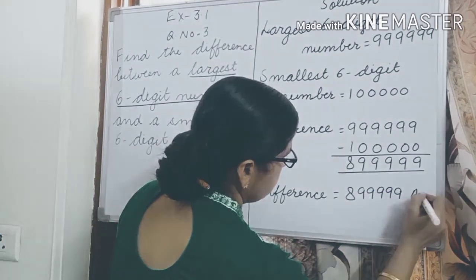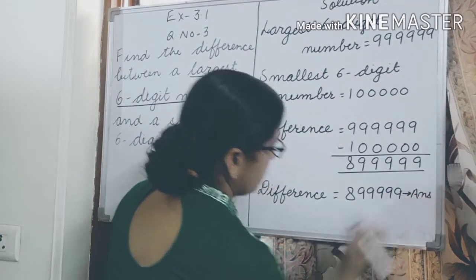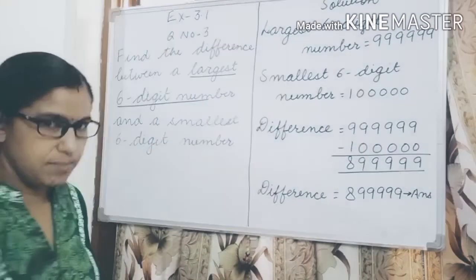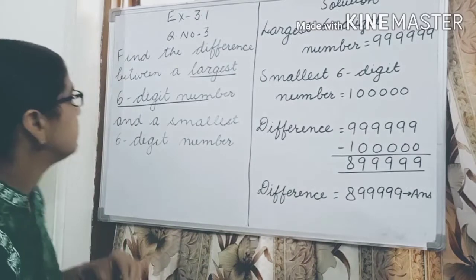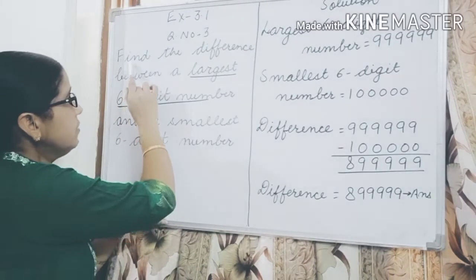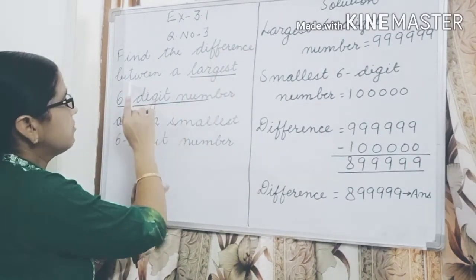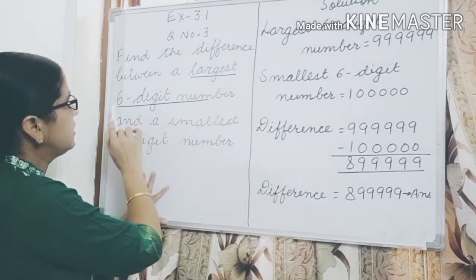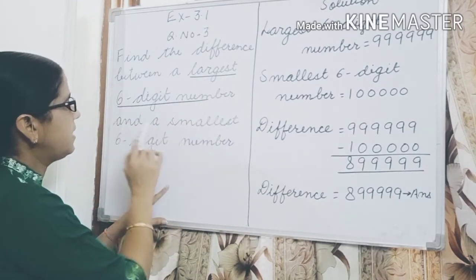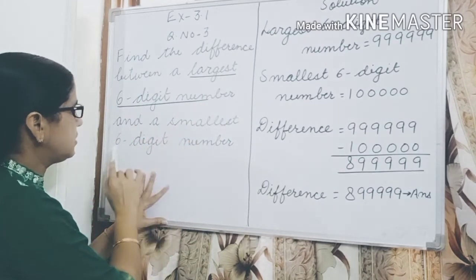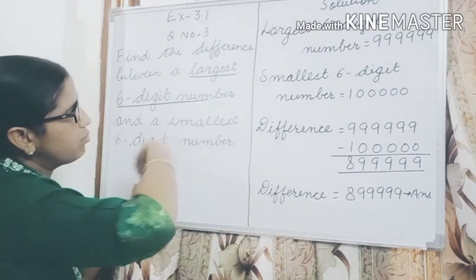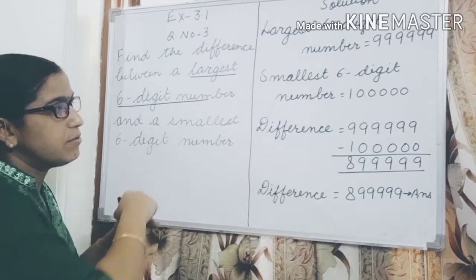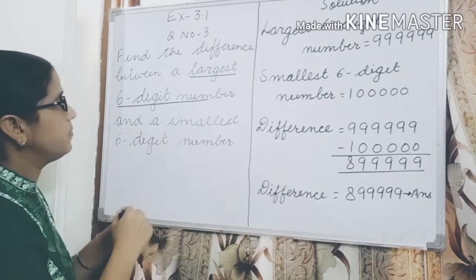Now I hope you understand this sum. One more time you will see. I am going to repeat what is given here. Find the difference between the largest 6-digit number and the smallest 6-digit number. Before doing this sum, we have to understand the meaning. What is asked in the question? In the question, the difference is asked.